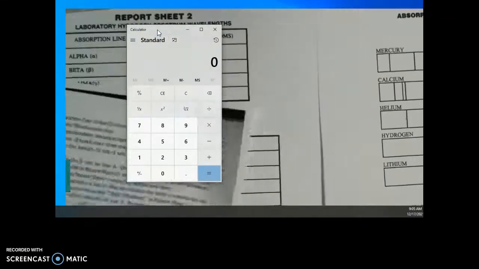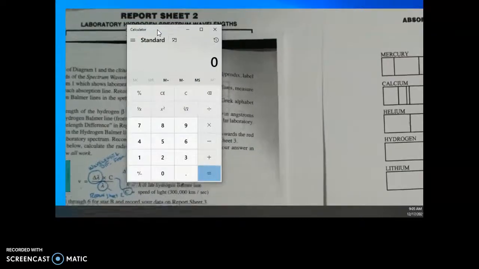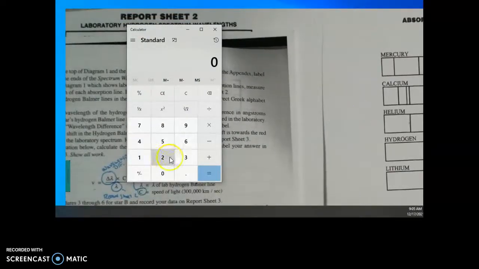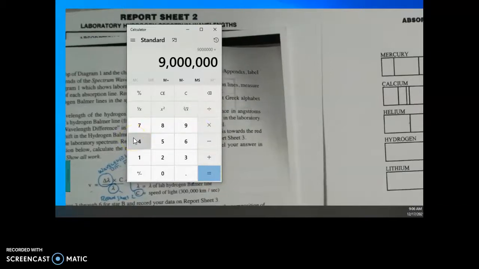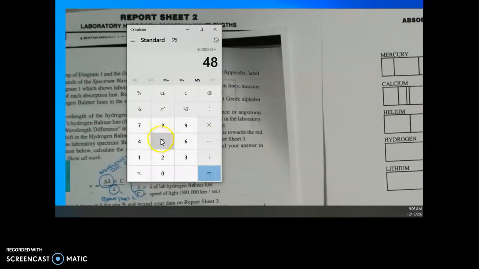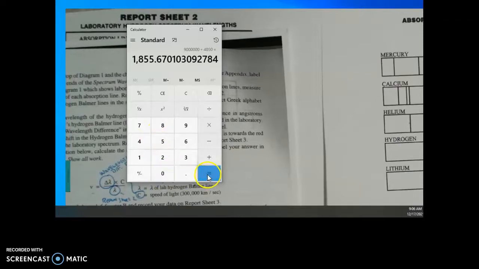All right, so I said I had 30 times 300,000 kilometers per second, divided by, you guys said it was 4850. So I'm going to get a number of that. So the star is going about 1,856 kilometers per second, based on what you guys should have something close to that.